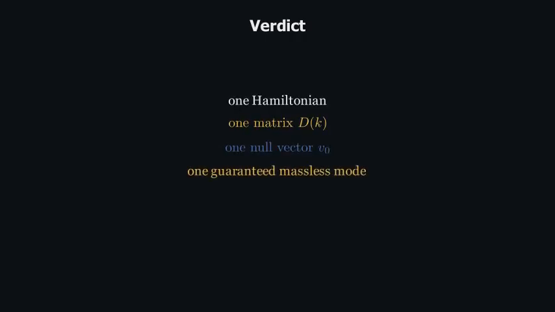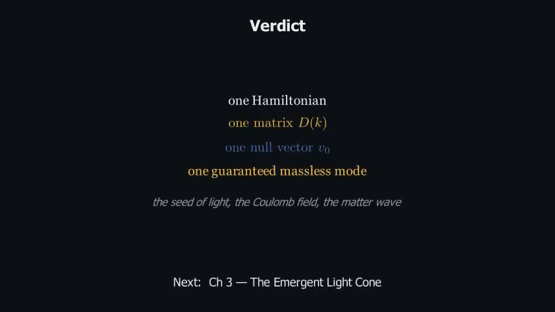One Hamiltonian, one matrix, D of k, one protected direction, V0, that no locking can close, and living in it, one guaranteed massless mode, the seed of light, the Coulomb field, the matter wave. Everything the rest of the book does is this one note, seen in a mirror. Next chapter, we give that mode its speed and derive the light cone, the first genuinely derived result of the theory.